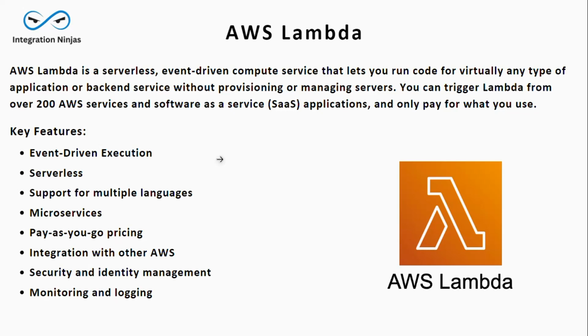So you can mainly focus on your core development, and it supports multiple languages like Java, Python, C, and many more, Golang and JavaScript. And it supports microservices as well. Lambda is often used for building microservices. You can create small independent functions that perform specific tasks and easily combine them to build a larger application.